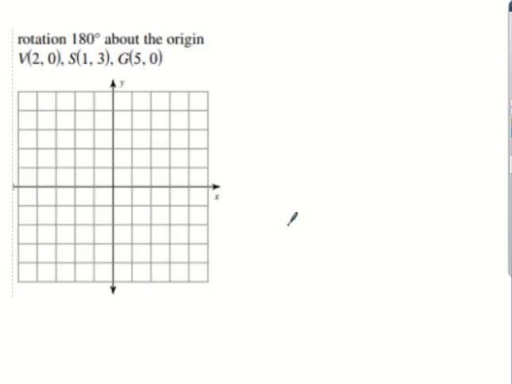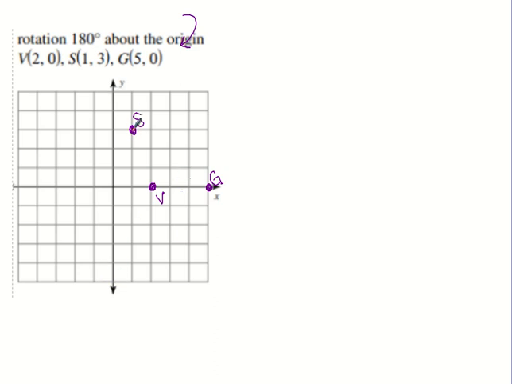All right, we're going to rotate 180 degrees about the origin. So this is a full from top to bottom rotation. So if we graph V, S, and G, let's do that first. So V is at 2, 0. And S is at 1, 3. And G is at 5, 0. They're going to actually do 2 rotations. So 90 is just from here to here, but 180 would be from 1, right, down to here. So they're going to do 2 quadrant rotations.